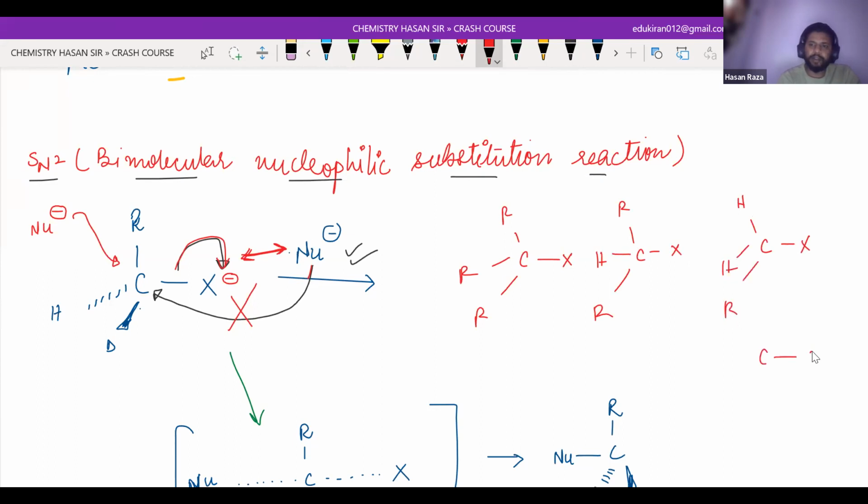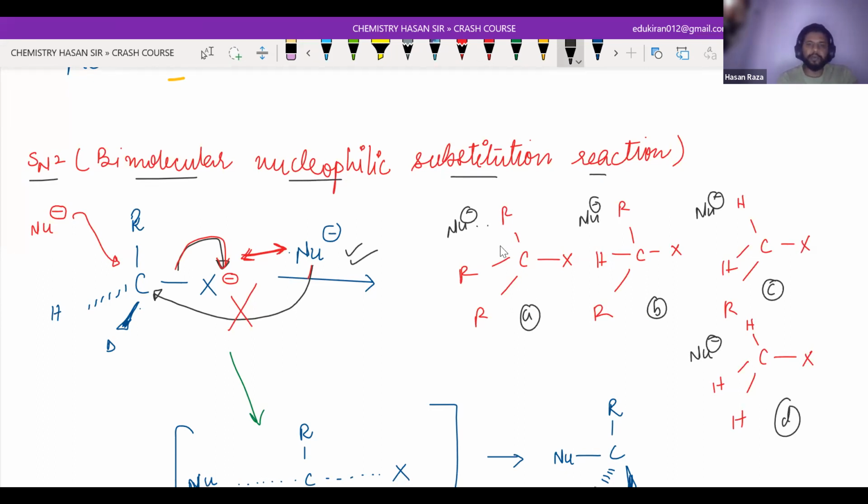Can anyone tell me, which alkyl halide can the nucleophile easily attack? A, B, C, or D? This is your A, this is your B, this is your C, this is your D. In which can the nucleophile easily attach? B or D? D. D for dog. Okay. So your answer is D.